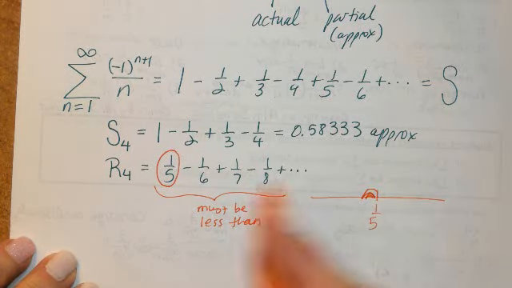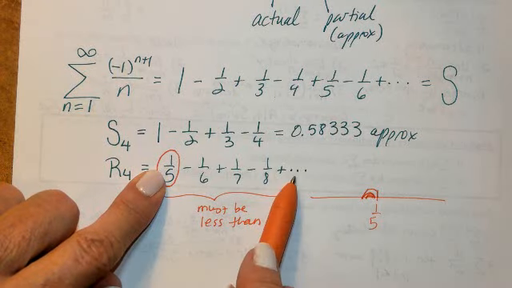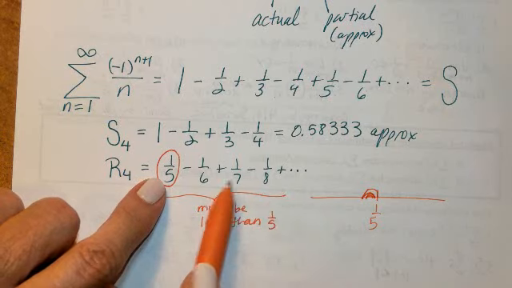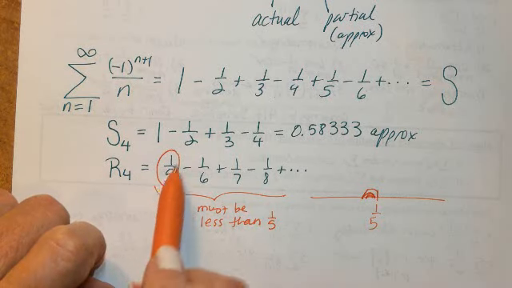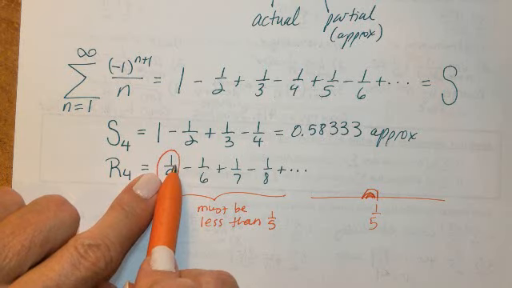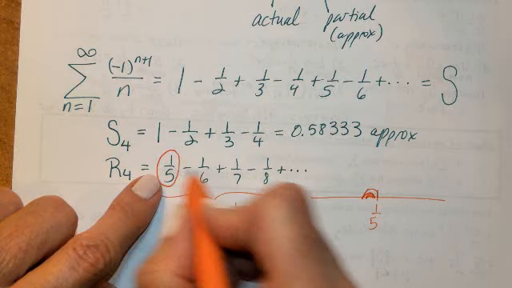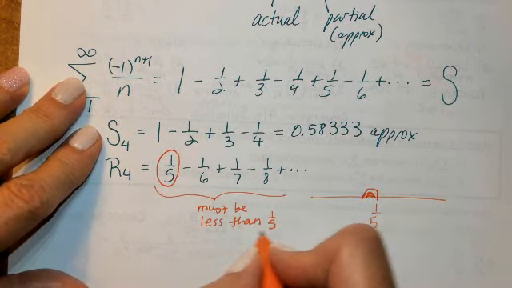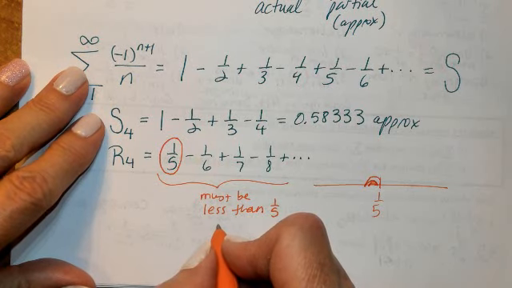It's always going to be, if this is positive, and we're alternating and decreasing in magnitude to 0, then this entire thing is always going to be less than this first term. If it's positive. If it was negative, it would be larger than that, but the magnitude would always be less than. The magnitude of it would always be less than it.